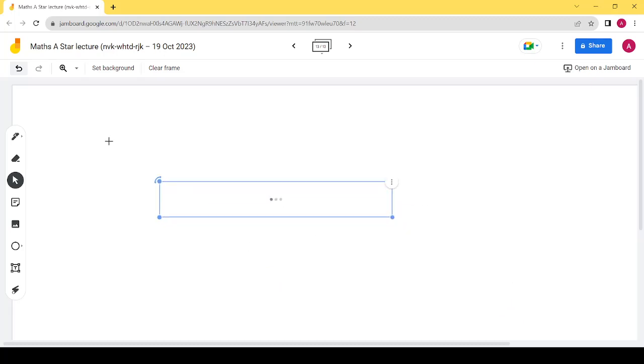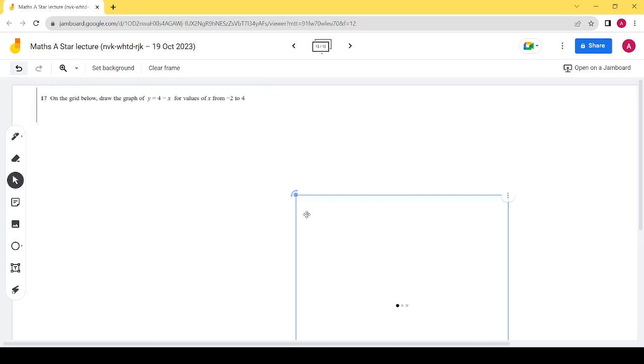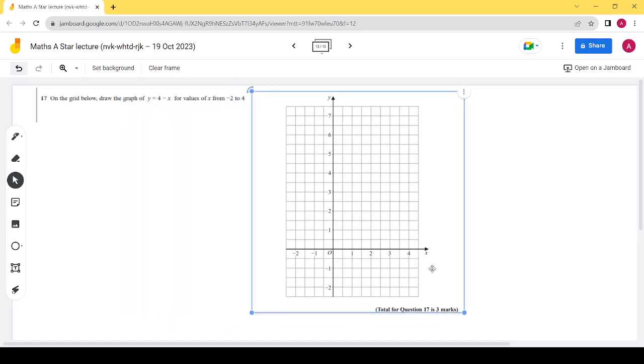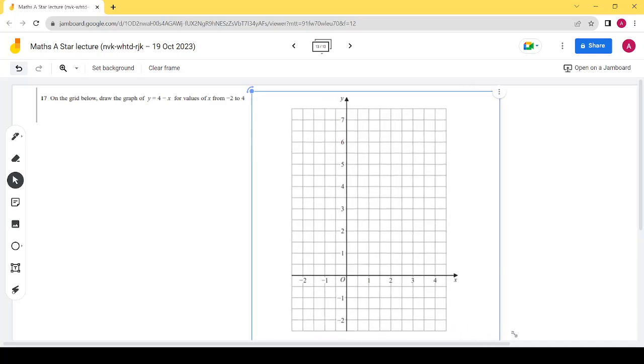So we're being asked here to, on the grid below, draw the graph y equals 4 minus x for the values of x from -2 to 4. It's a bit low. I'm going to pop it a bit to the right, in fact, just to give us a bit more room. I'll scroll down a bit further. Hopefully you saw it as a 3-mark question.